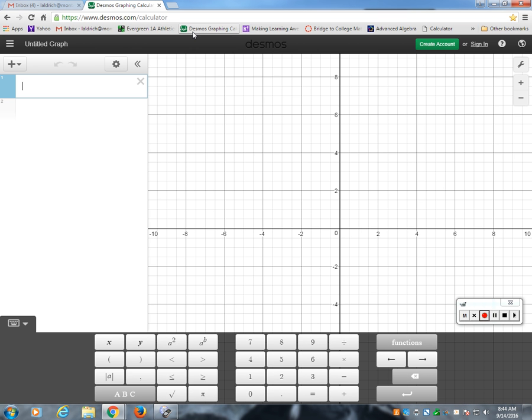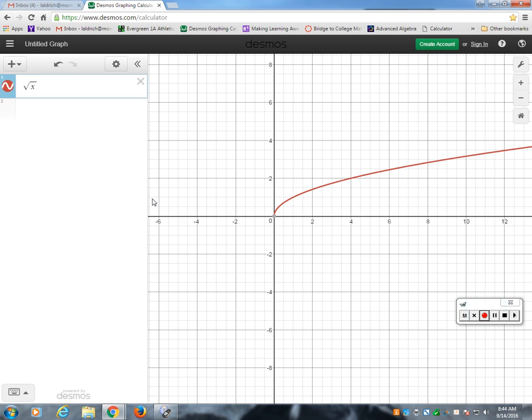Okay, so if we start with the graph of the square root of x, it's cool that you don't have to do y equals on this. You just type in the thing and it just goes. You know what I'm saying?